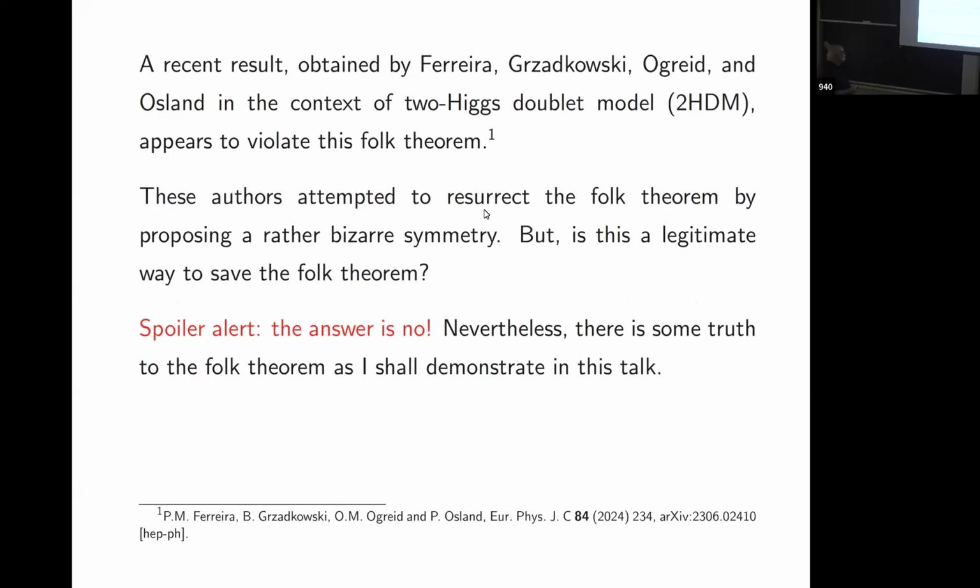Once these authors wrote down this version of the two-Higgs-doublet model, and it didn't seem to have any symmetry origin, they attempted to resurrect the folk theorem by inventing some sort of bizarre symmetry. And of course, the question was: is what they came up with a legitimate symmetry? Is this the right way to understand what they were seeing?